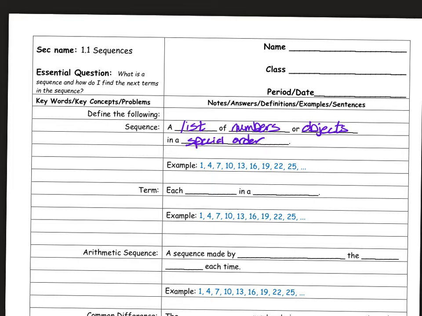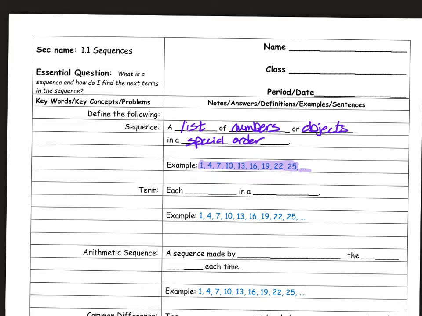So I have an example right here. My example is 1, 4, 7, 10, 13, 16, 19, 22, 25. And then the dots at the end mean that the order just keeps going. It goes on and on and on forever. So that is the basics of our sequence, and that's what it means.